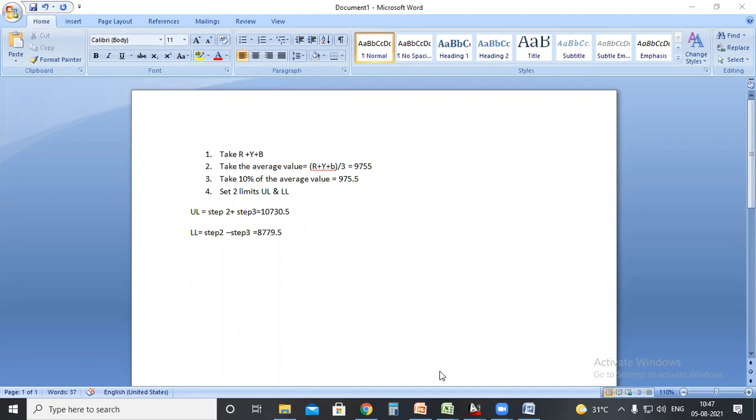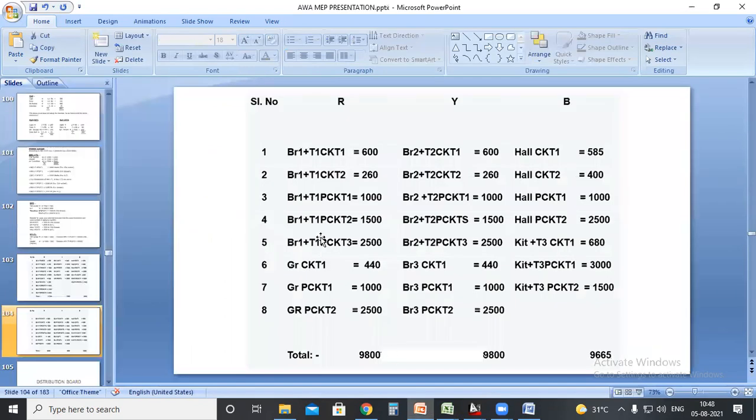Okay. So when you do a project in India, 10% is the correct value. So this is the balance condition.